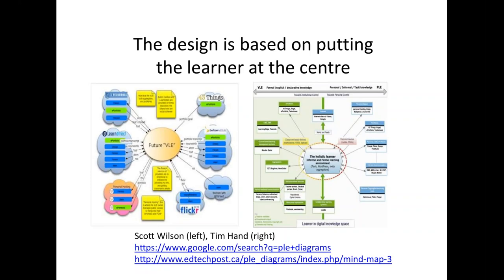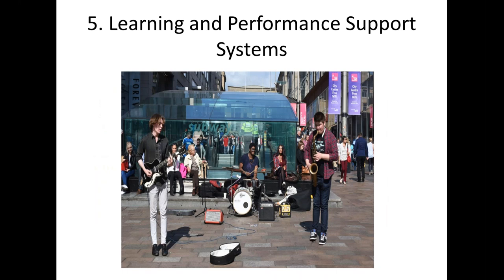So the design is based on putting the learner at the center. Here are a few early personal learning environment designs, one by Scott Wilson, one by Tim Hand. And again, the idea here is there's this environment with connections to other objects in the environment, and these connections to other objects in the environment create affordances. They create possibilities for doing or accomplishing whatever it is that they're seeking to do or accomplish, which leads to our learning and performance support systems program. We're almost near the end.